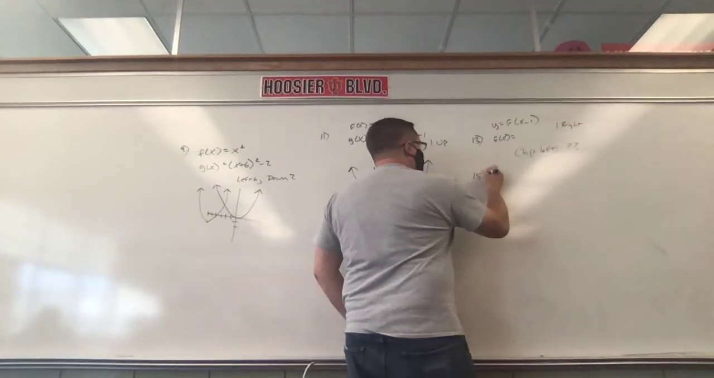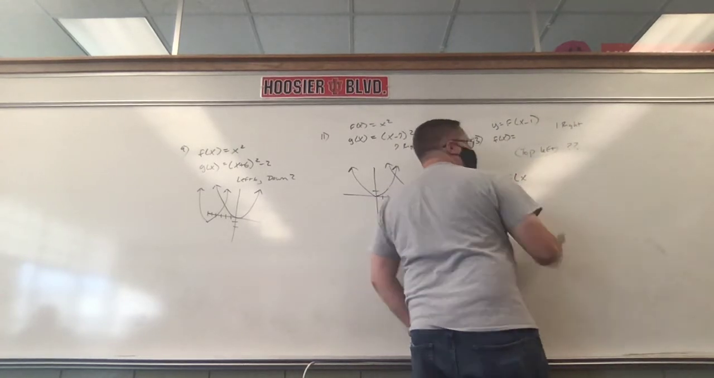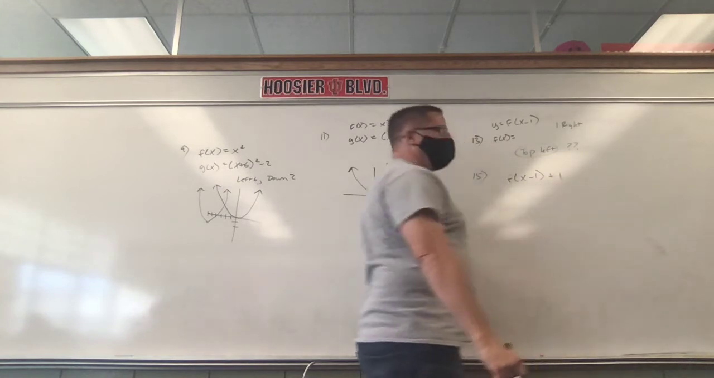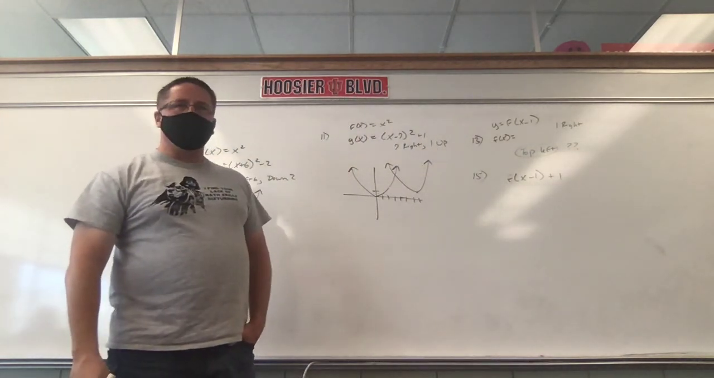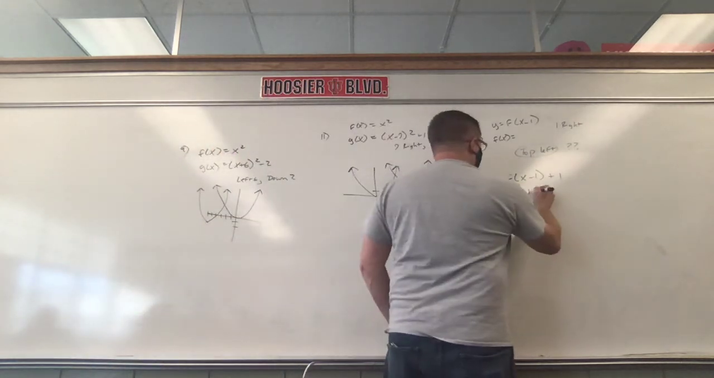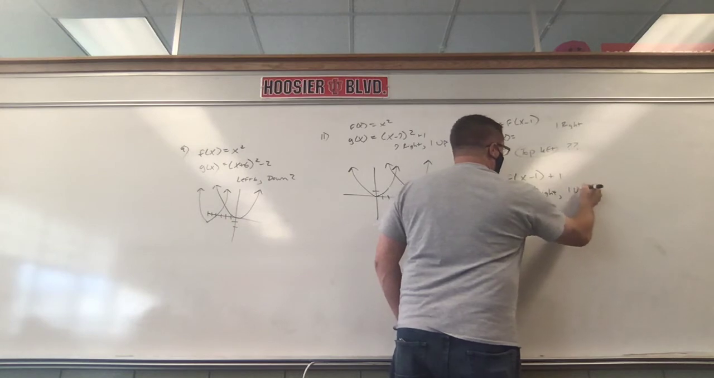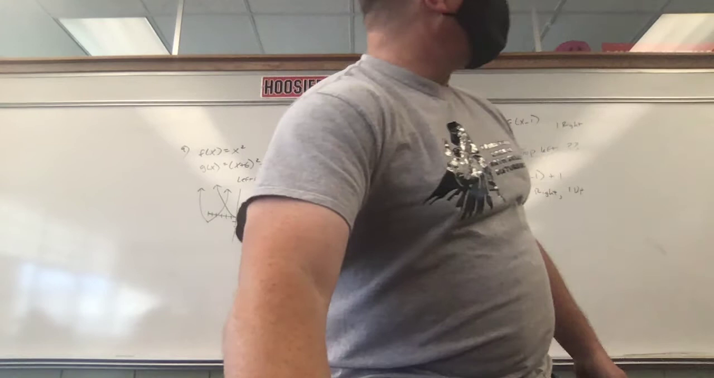Number 15. So they give us some function, then they say, give me the function of f of x minus 1 plus 1. Okay, so what's that minus 1 going to do to the graph, whatever it is? It's going to move it 1 right, and the plus 1 moves it up 1. So it's going to do two things: move it 1 to the right and move it up 1.